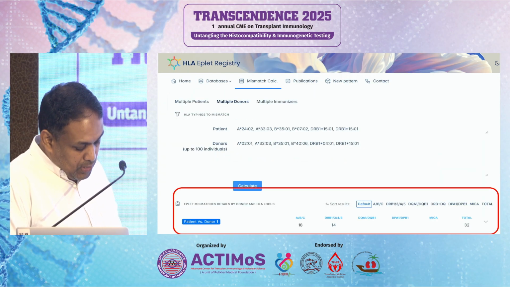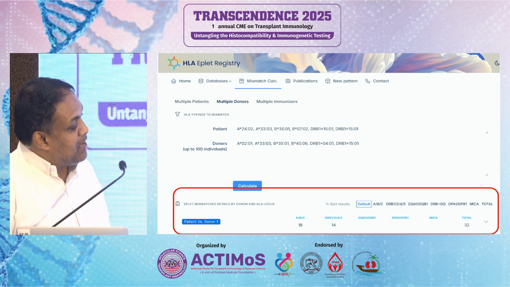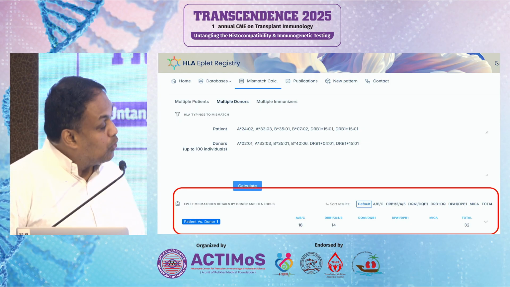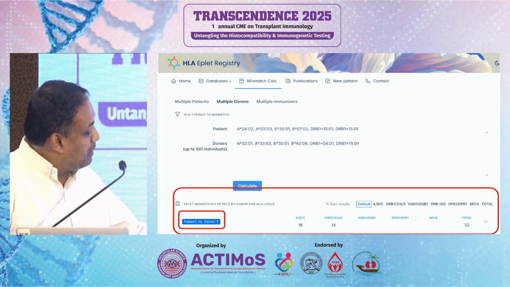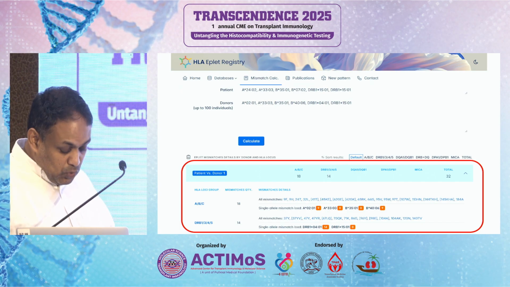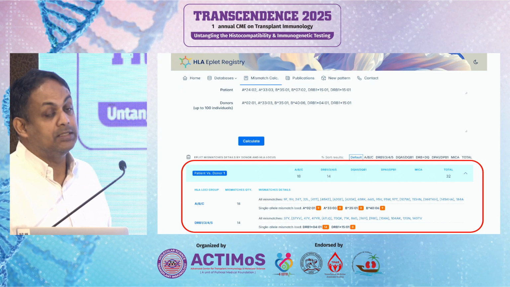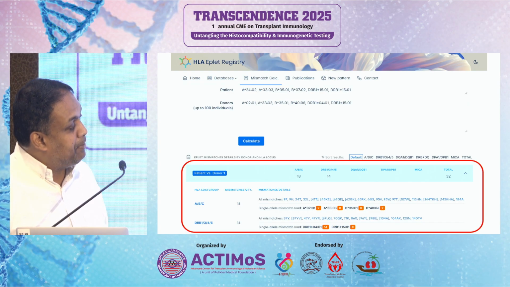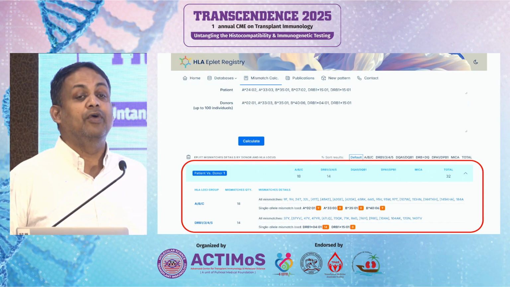So this has 18 eplet mismatches in class 1, and in class 2 they have DRs, DQs, and DPs separately, and you have like 14 in class 2, and in total like 32 eplet mismatches. Again, you click on this patient versus donor, then it gives you which are the eplets that are mismatched. These are the mismatched eplets. And of that, you can see certain things in parentheses. These are the antibody-verified eplets.